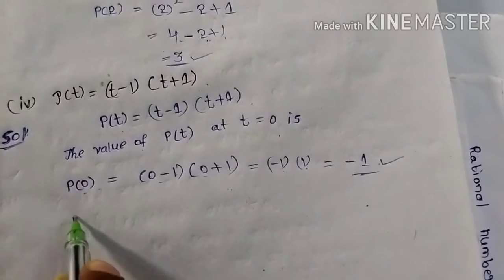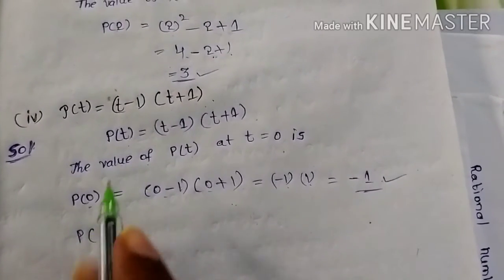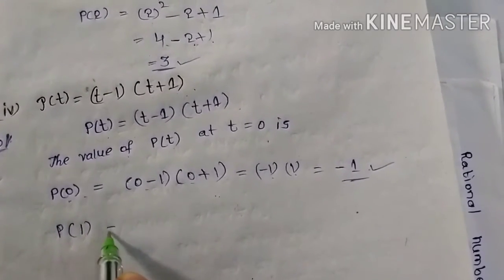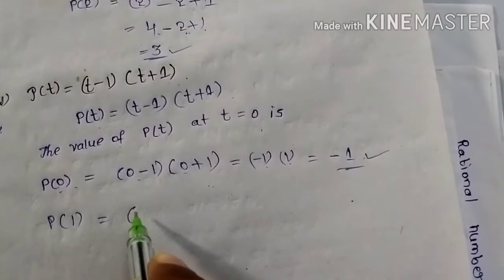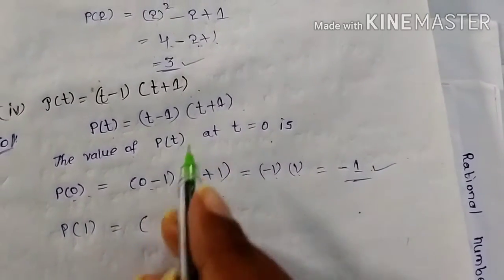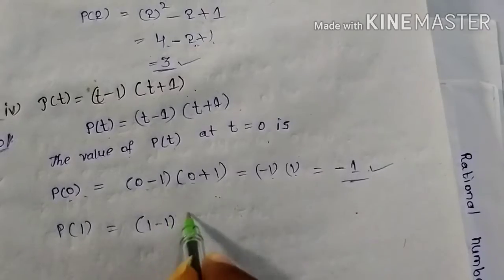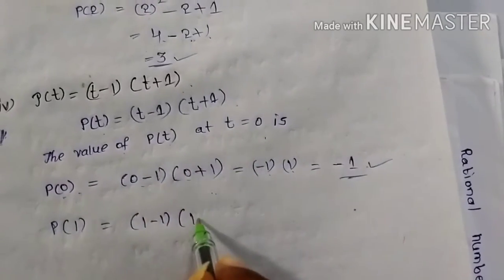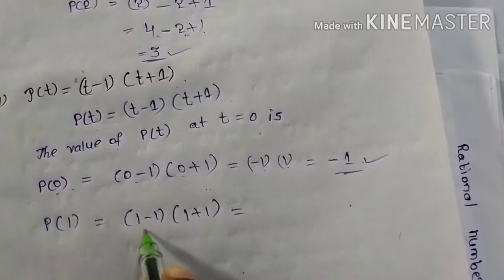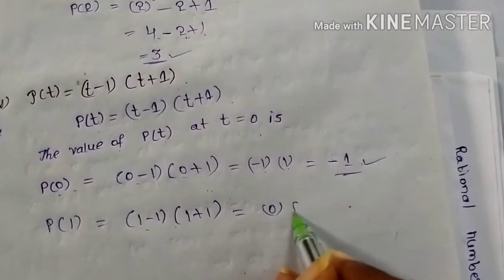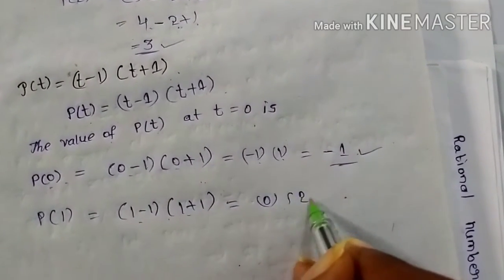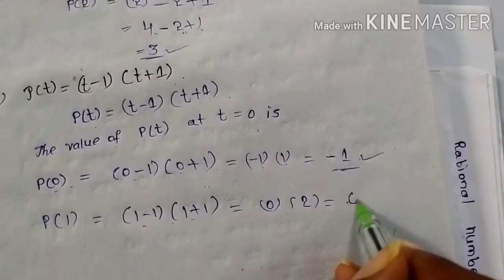Next one, we need to find P of 1 or not? Yes, P of 1. See here, you can write here. What is the condition? t minus 1, that means 1 minus 1 into 1 plus 1. Here 1 minus 1 is how much? 0 into... 1 plus 1 how much? 2. 0 into 2 is 0 only.